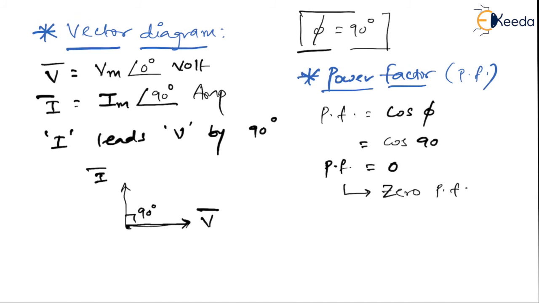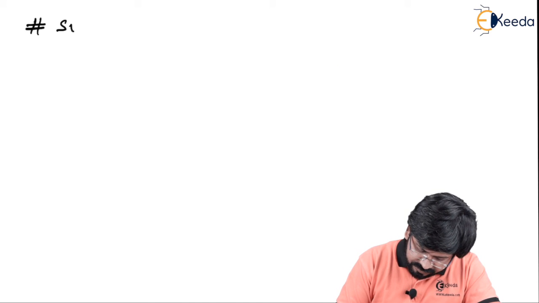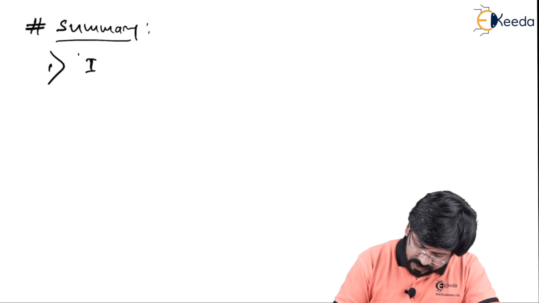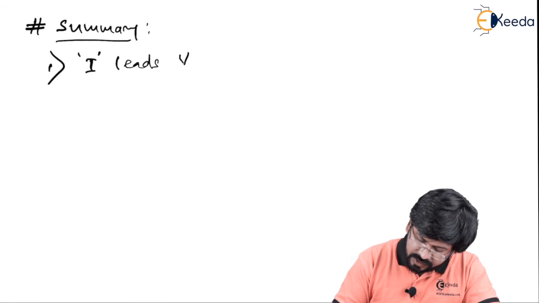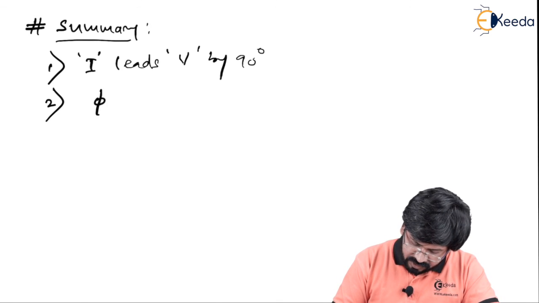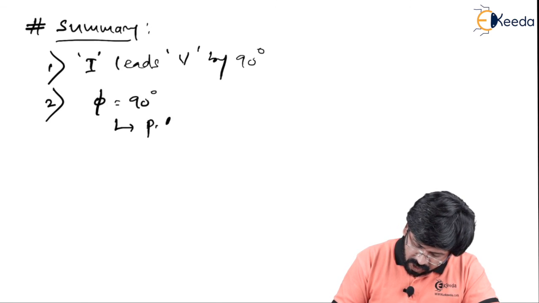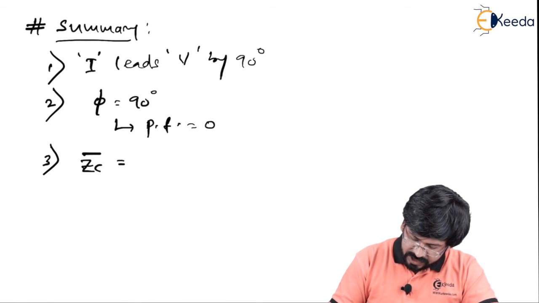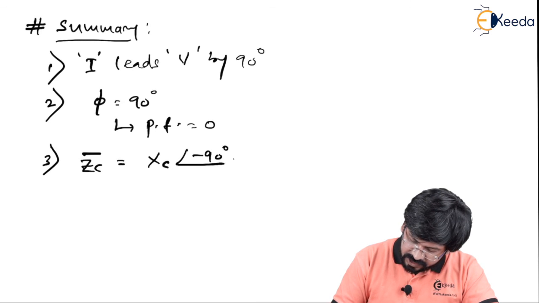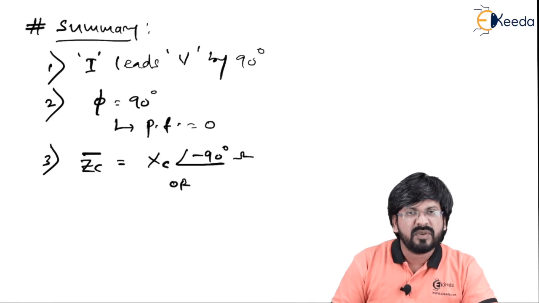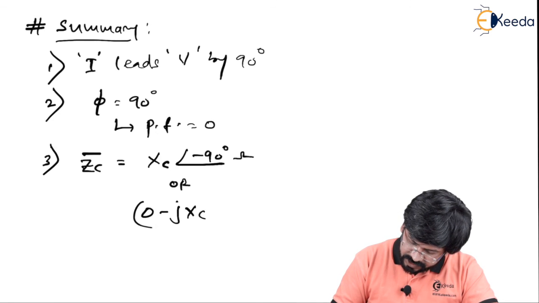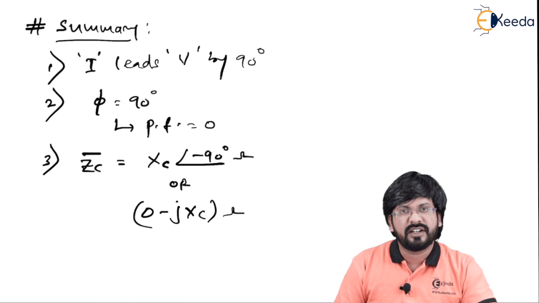Let us summarize capacitor, how it behaves when it comes to AC circuits. In case of capacitor, we have seen first, current leads voltage by 90 degree. Second, we have seen phase difference is 90 degree, means power factor is equal to 0. Third, we have seen ZC vector is written as XC at an angle of minus 90 degree in polar form, or you can write it as 0 minus jXC ohms in rectangular form.